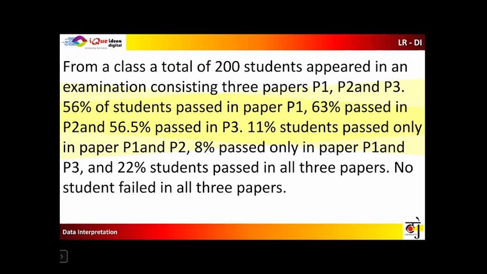From a class of a total of 200 students appeared in an exam consisting of 3 papers P1, P2, P3. 56 passed in 1, 63 in 2, 56.5 in 3, 11 only in 1 and 2, 8 only in 1 and 3, 22 in all 3, and no student failed. So you will have to find out how many passed and how many failed per subject individually. Think how exactly you will go about solving this.